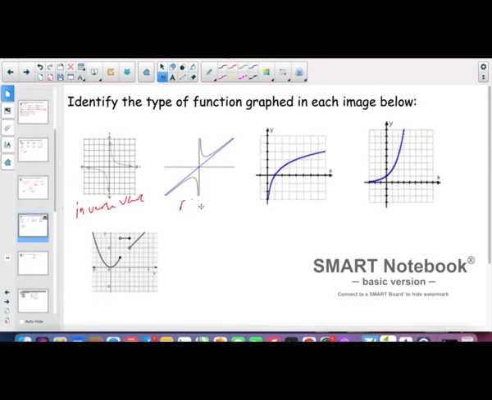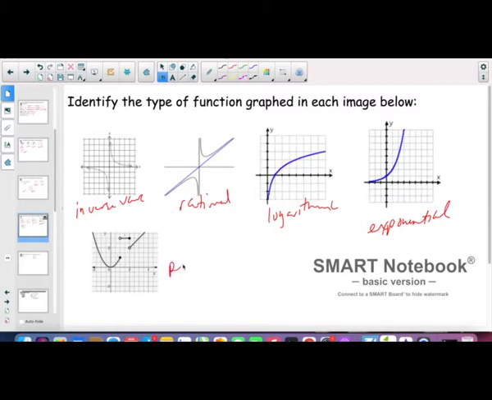So that one's rational. For this one, it does look like it goes forever in this direction. It goes forever in this direction. That one would be a logarithmic function. This one starts gradual and then gets very big very quickly. That would be exponential. And this one has pieces that are not attached. That's a piecewise function.